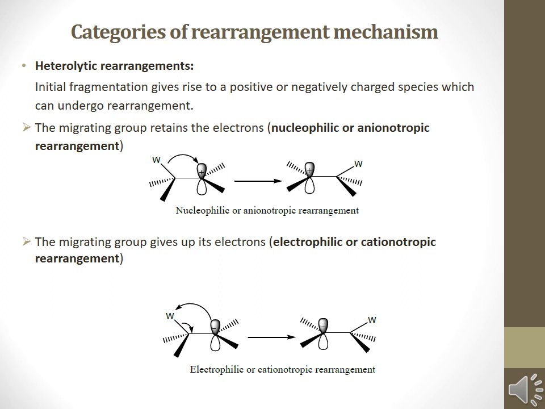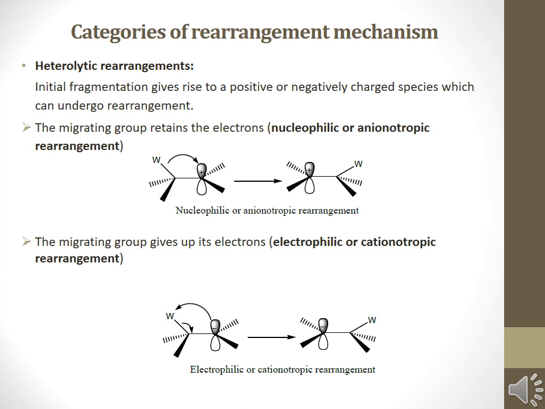There are 2 types of heterolytic rearrangement. As you can see in this slide, the first type is called nucleophilic or anionotropic rearrangement. This type of rearrangement occurs when the migrating group retains the electrons. The second type is called electrophilic or cationotropic rearrangement. This type of rearrangement occurs when the migrating group gives up its electrons.